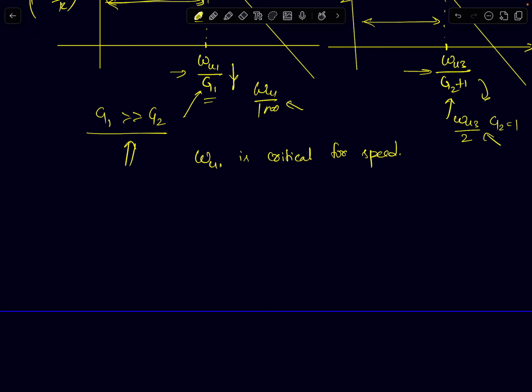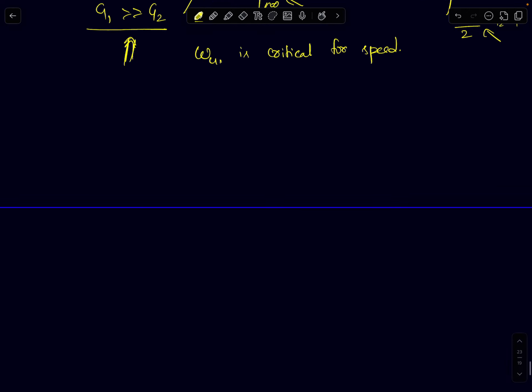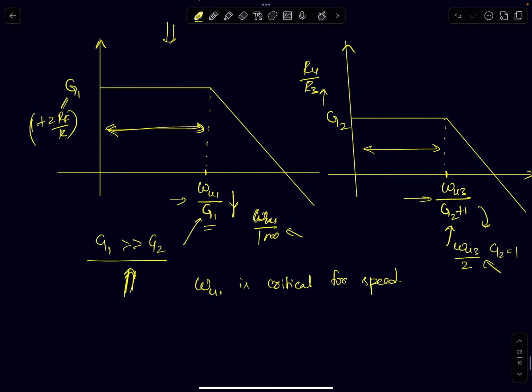So therefore, when you are designing the first stage, especially if you want programmable gain and you want to vary your gain, you would preferably want the UGB of the first stage to be much higher than the second stage's UGB. So that's it about the frequency response of instrumentation amplifiers.